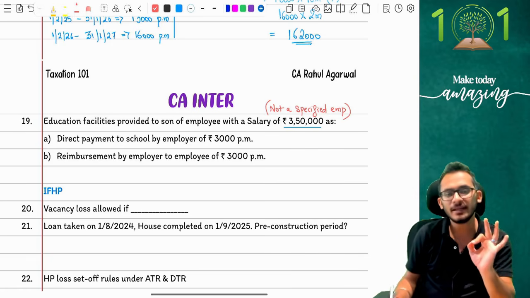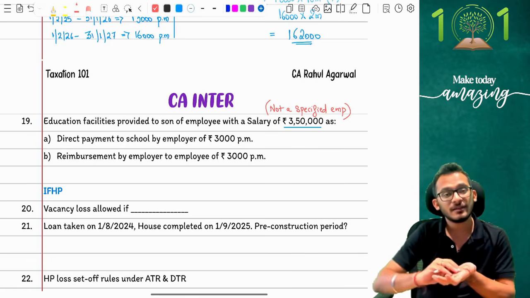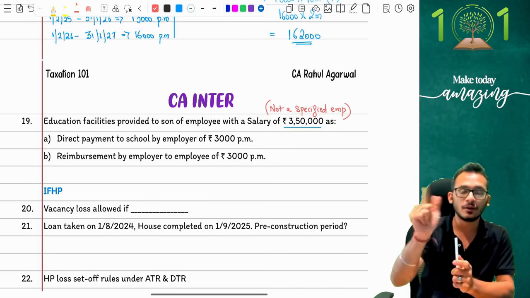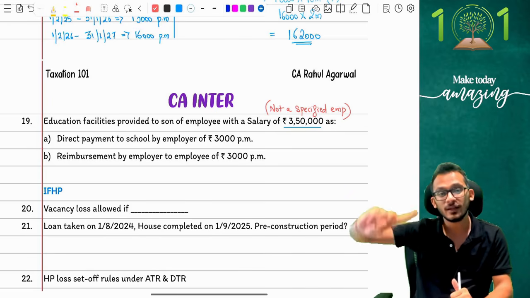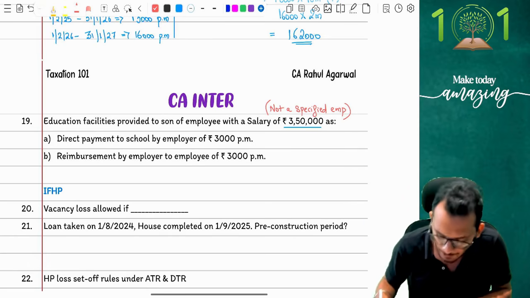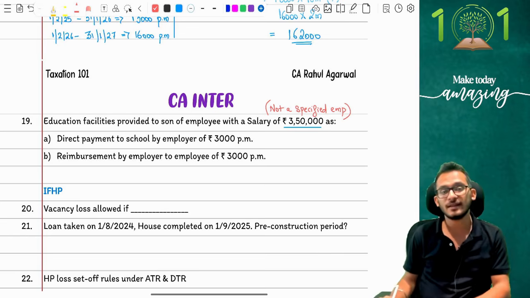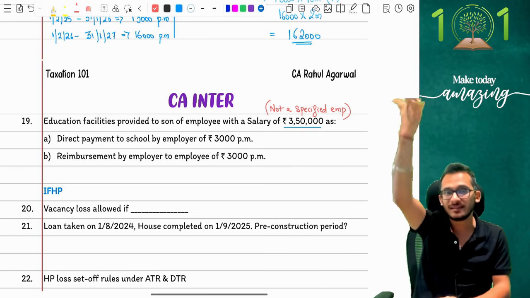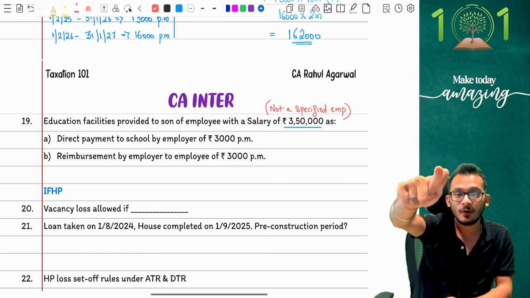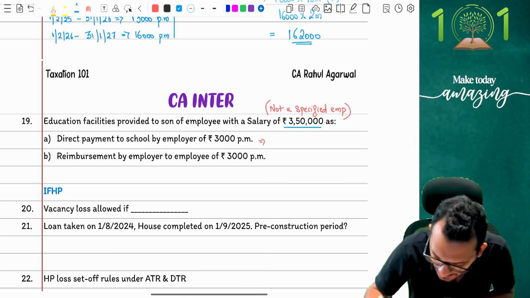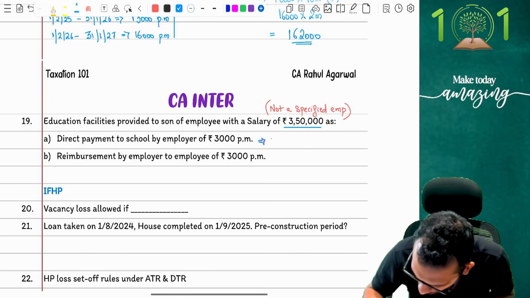Be extremely careful on this understanding, the understanding that if the company is going to give you reimbursement, then it is taxable for every party. But if it is not going to give a reimbursement, then it is taxable only for specified employees. So I am going to read the question carefully. It says direct payment made to school by the employer for 3,000 rupees. Now, when the company itself is making a direct payment, then education facility anyway is not taxable because now benefit has been directly given. So therefore, this will become fully exempt.